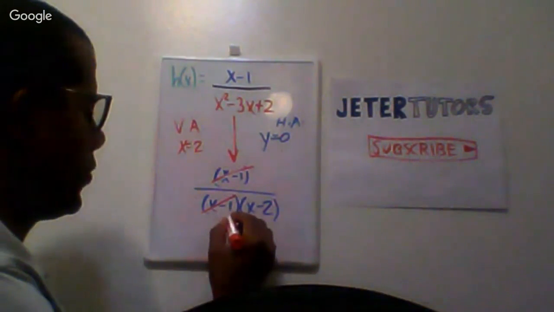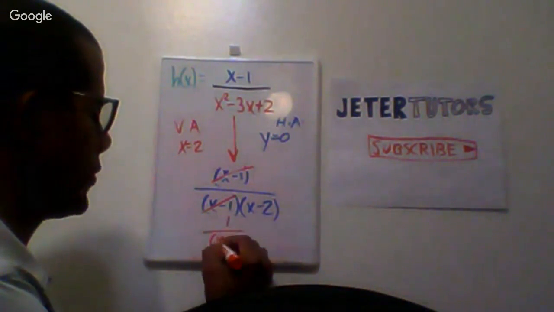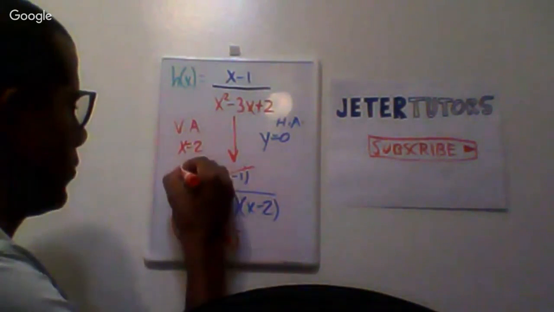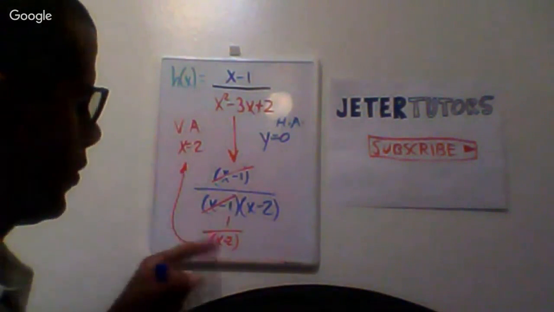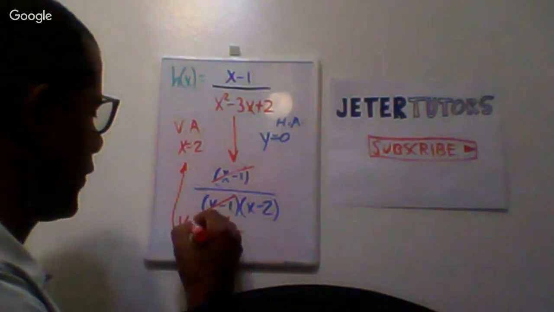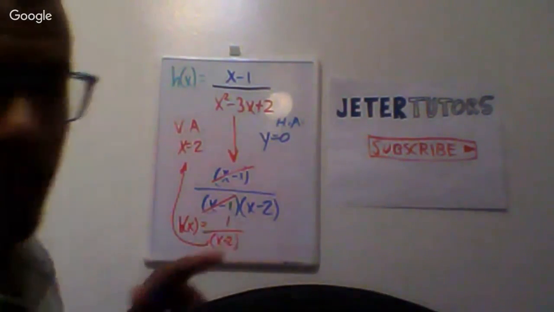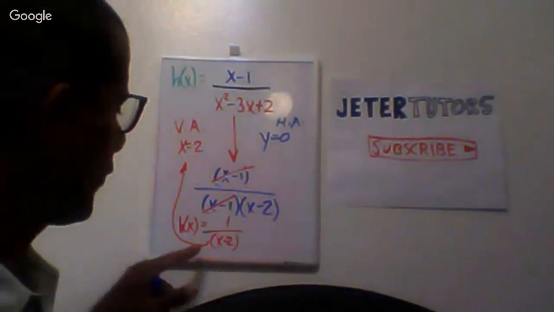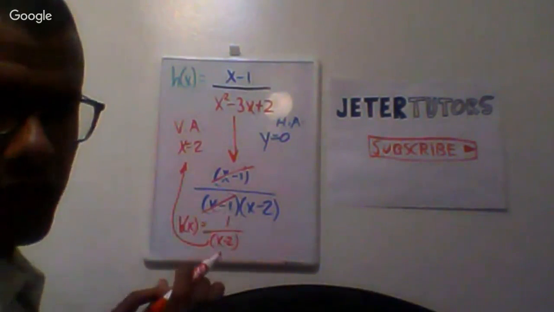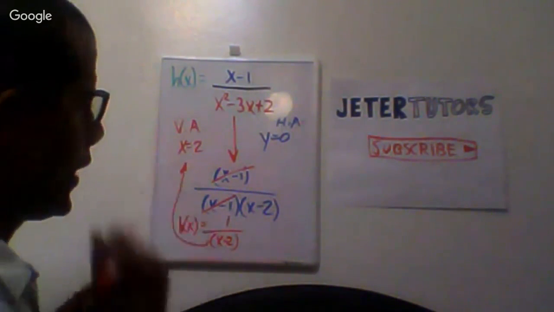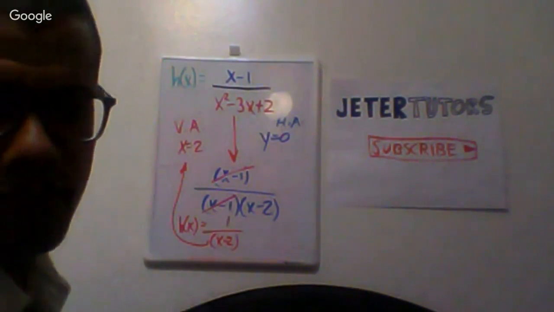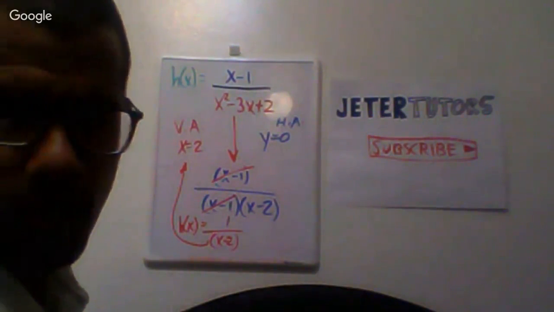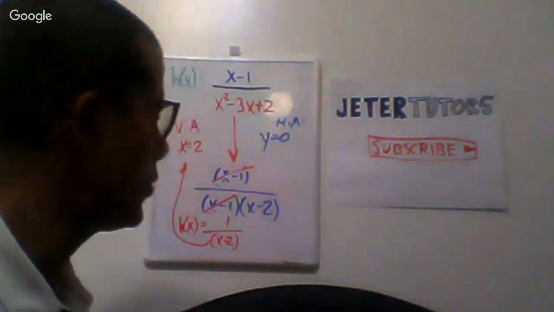So now we get 1 over x minus 2, and we can then say, well, if that's the function, that's 1 over x minus 2, then x equals 2 gives us the vertical asymptote, the line x equals 2.